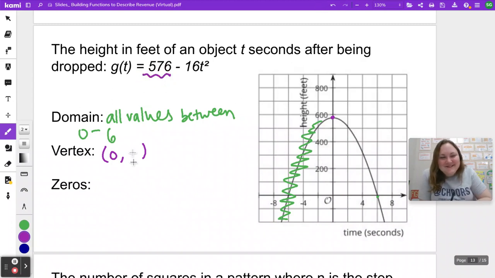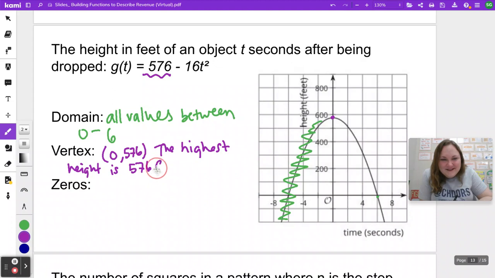We see it right here in this equation. And so our vertex is at (0, 576). And that right there also gives us an idea of what the vertex represents. Here, our vertex is the highest point, and so we can say the highest height is 576 feet. When we did this yesterday, we had said that 576 is that starting point or the starting height. And so if you're dropping an object, it makes sense that its starting point is the highest height it's ever at, because after that, it's just falling down.